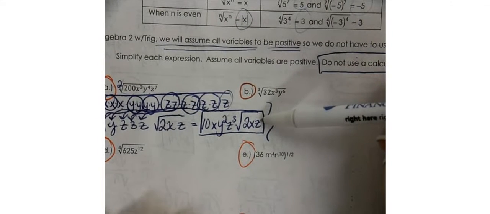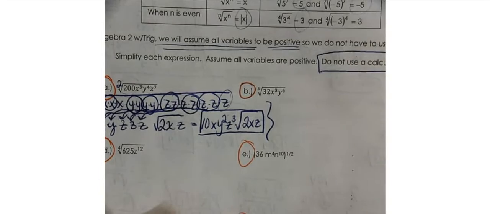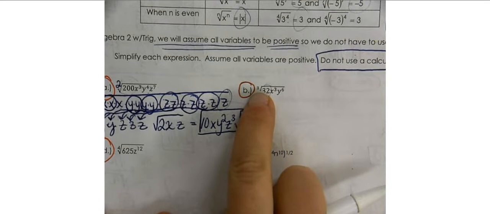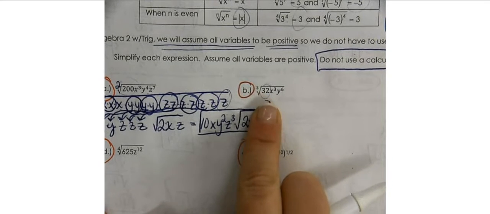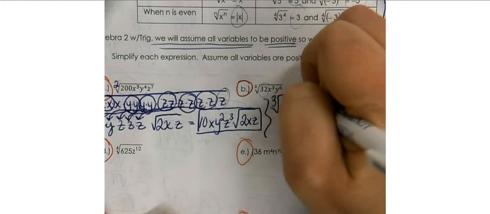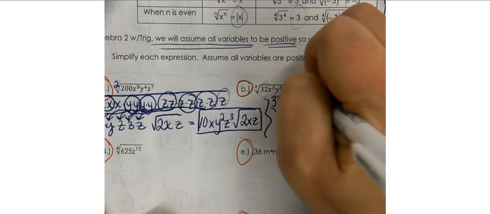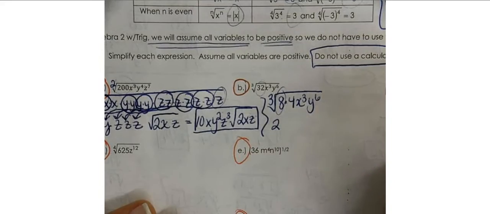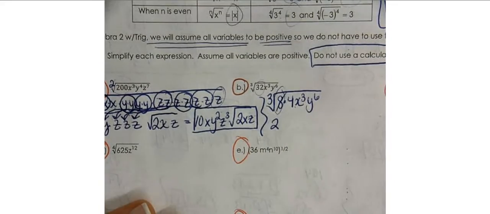So if we were to look at letter B using that shortcut, here we go. We're going to work with the number 32 and ask ourselves, are there any perfect cube numbers, because this is a cube, that can go into 32? And we do have one. It's an 8. So this is going to be the cube root of 8 times 4. And then I'm going to write x cubed and y to the 6th. So the cube root of 8 is 2. I'm going to have a 4 left over, so I'm just going to cross that out.